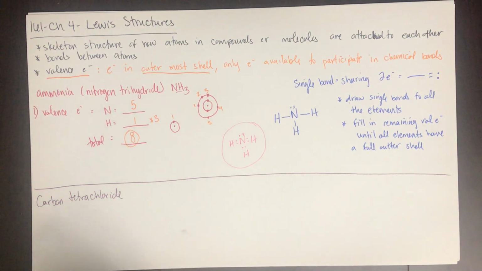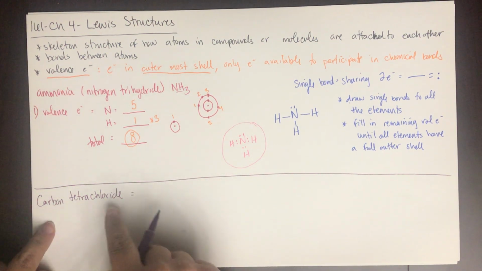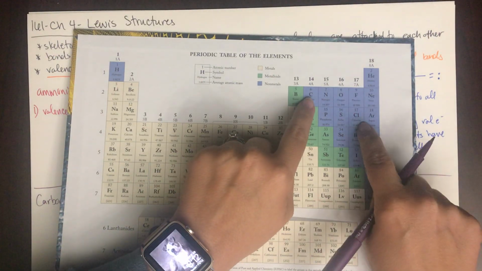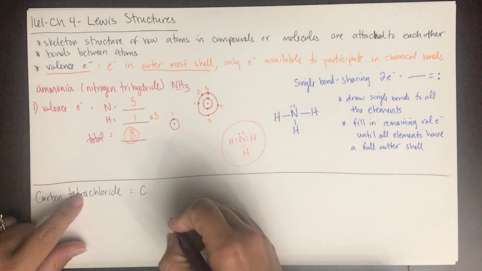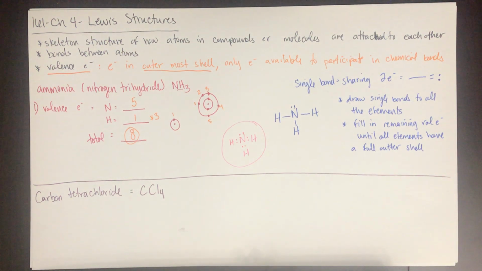So on an exam, you might see me ask for the Lewis structure for carbon tetrachloride. So the first thing you would need to do from the name is write the formula. Carbon and chlorine are both nonmetals. So carbon tetrachloride, CCl4, is the formula.